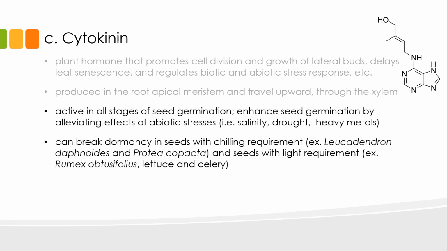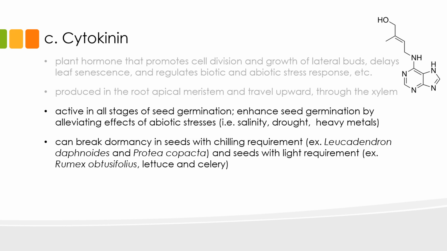Cytokinin is active in all stages of seed germination. It can enhance germination of seeds by alleviating the effects of abiotic stresses such as salinity, drought, and even heavy metal contamination. Seeds that have specific requirements for low temperature or light can be induced to germinate with cytokinin treatment.